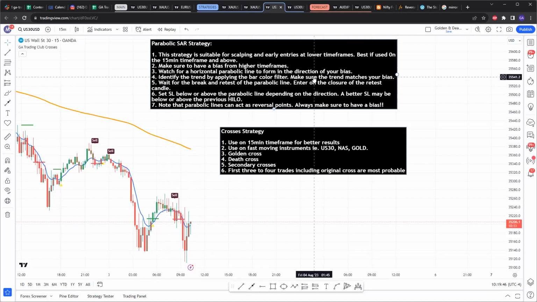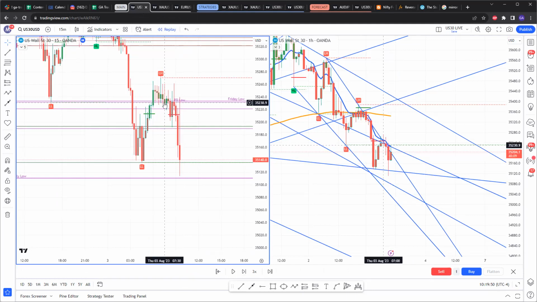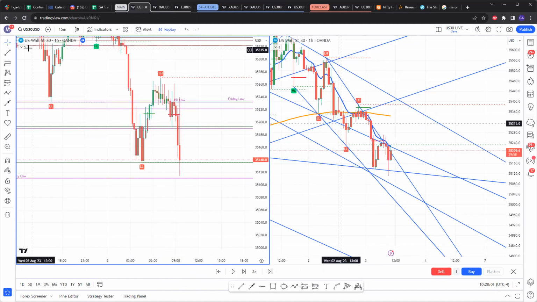Identify the trend by applying the Bacala filter. So if you're looking for sell, don't sell when you have a green candle. Don't sell when the candle of entry is a green candle, and don't buy when your candle of entry is a red candle. So keep in mind, for me, I have the bar color already applied. So it's not like I apply it some times and don't apply it other times.